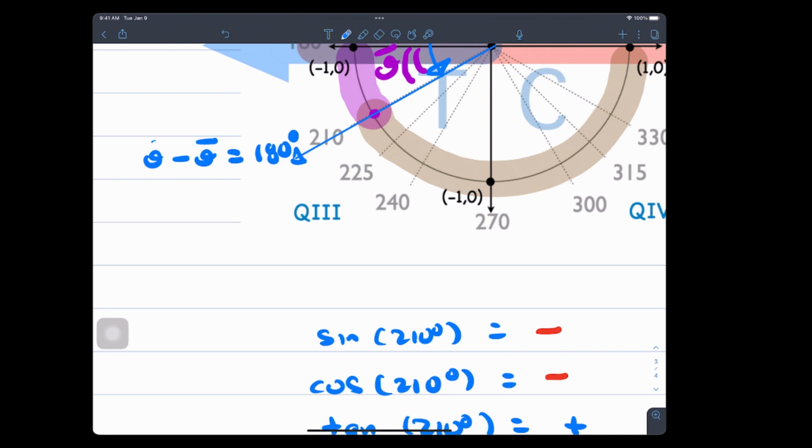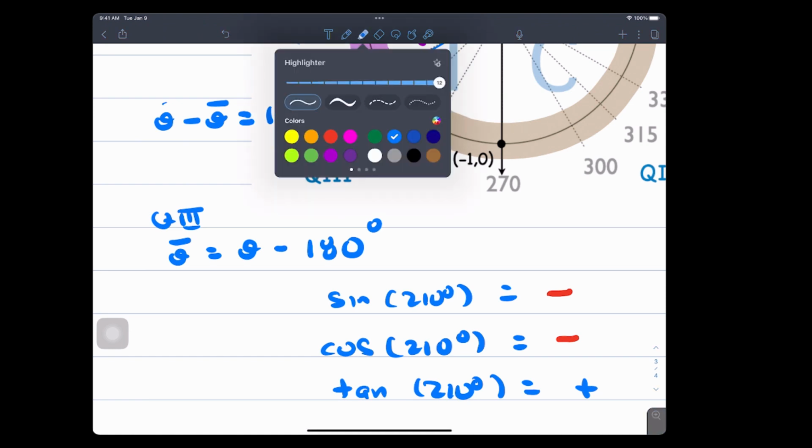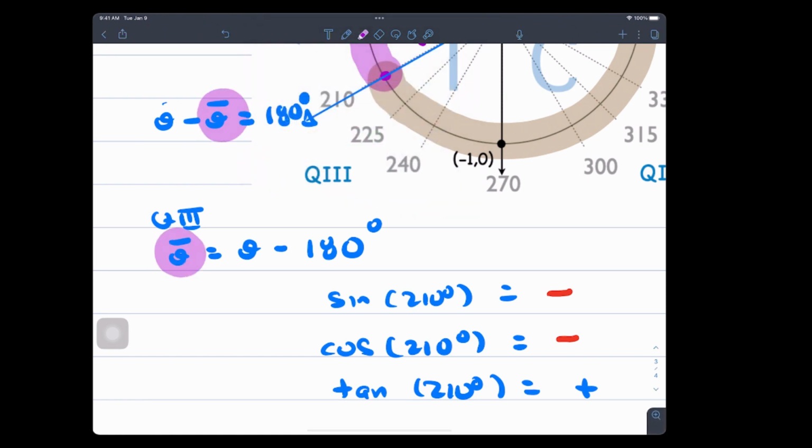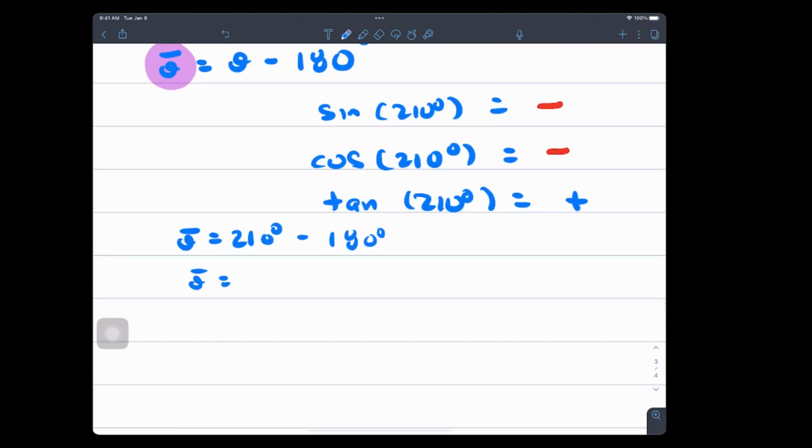So in quadrant 3, the formula is different. How do we get the reference? The reference angle by using algebra is theta minus what? 180. That's my point. This is what we're doing here. Now, what was theta in this question, in this example? You know what that means? My reference angle will be 210 degrees minus 180. And what does that equal? That's going to equal what? 30 degrees.